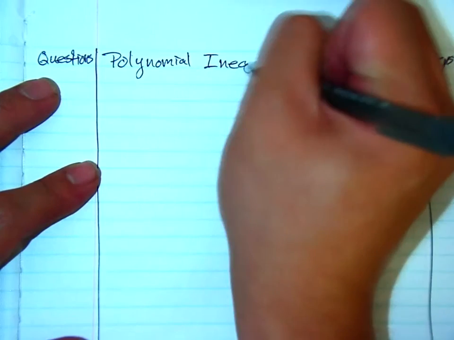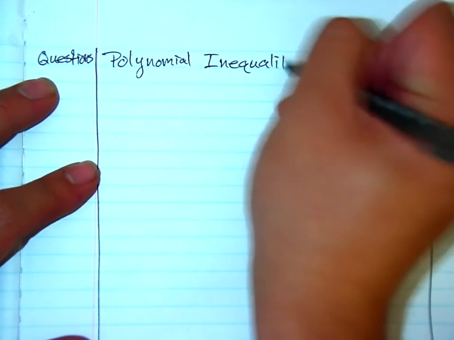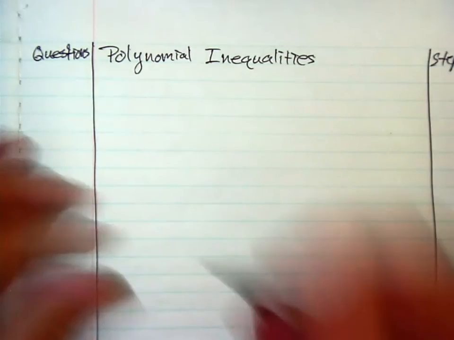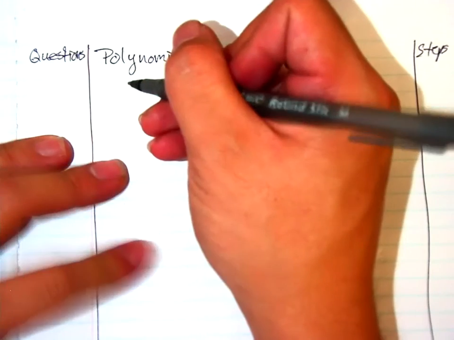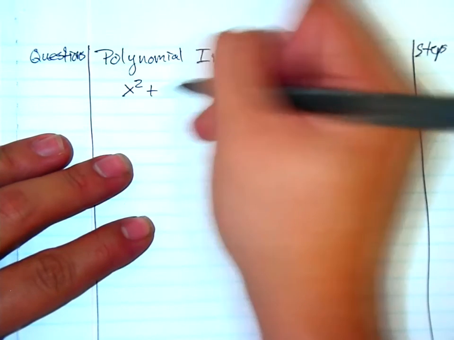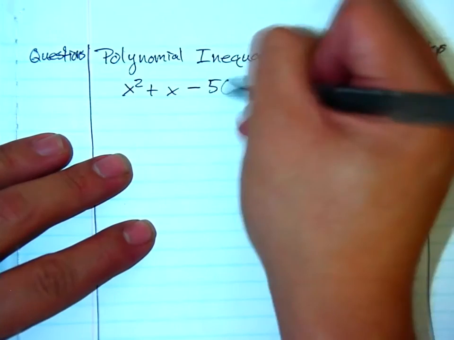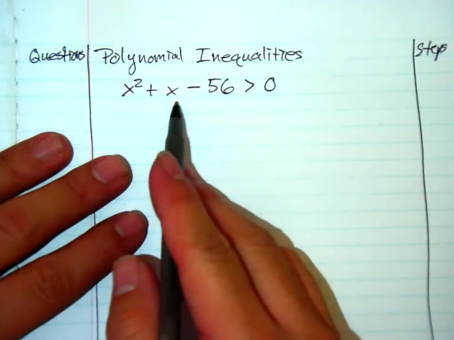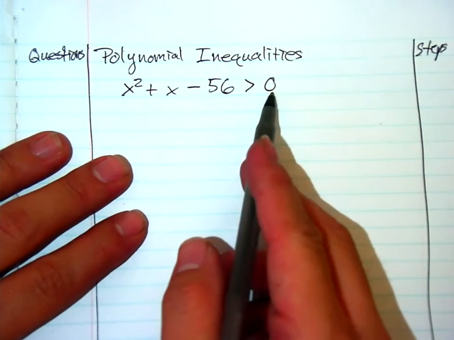Now, polynomial inequalities aren't difficult to solve. It's checking the answers that becomes kind of difficult, just because there could be many answers and many intervals where our answers might exist. To make that make a little more sense, let's go ahead and do this example problem. We have x squared plus x minus 56 greater than 0.